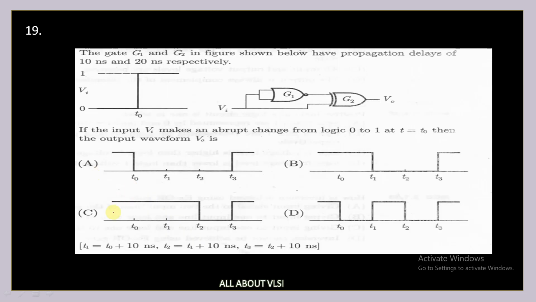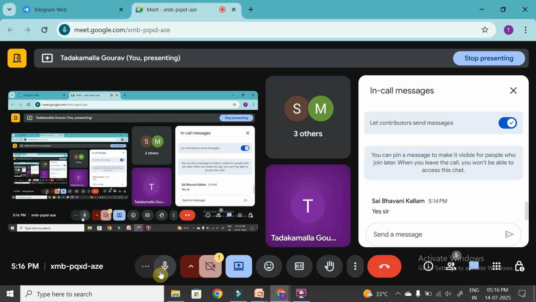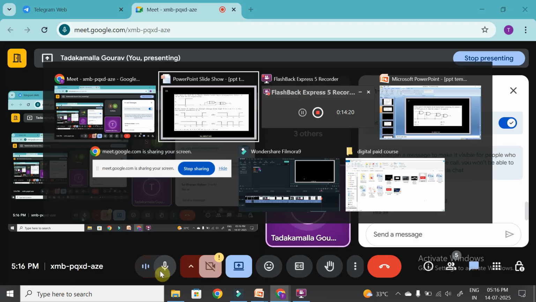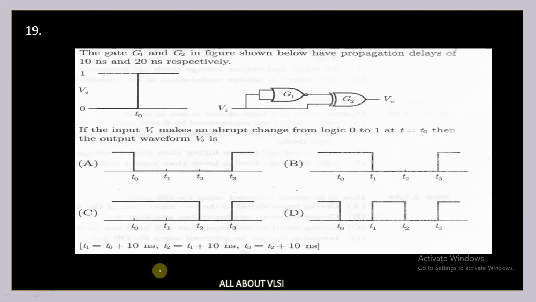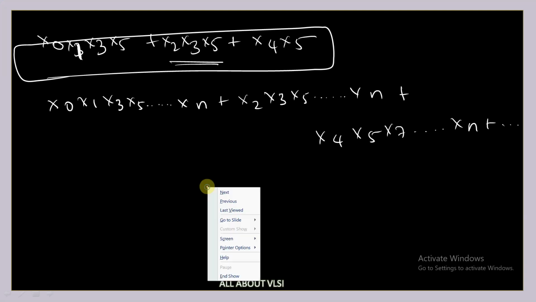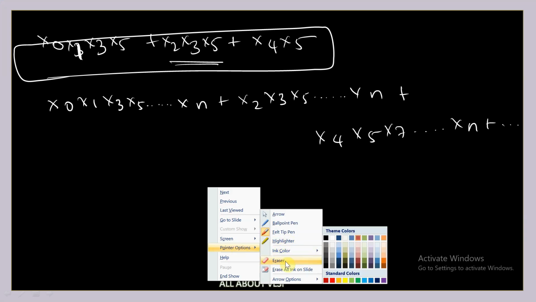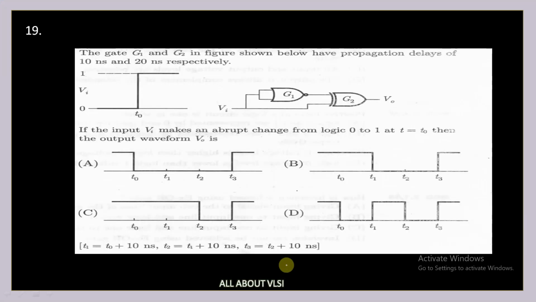So see this question, take 2 minutes of time, and we will discuss the solution. This is a little bit time taking. We will discuss it, and parallelly you can also try and continue trying. So we will see how to solve this particular question.